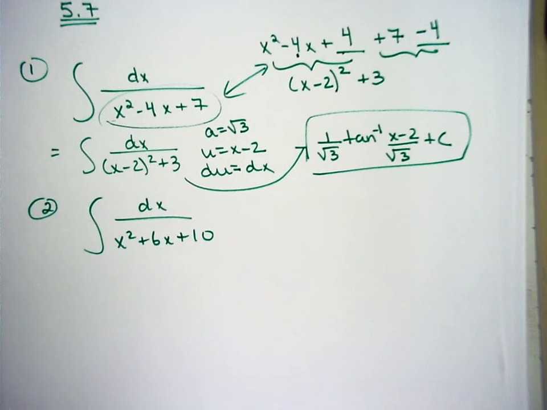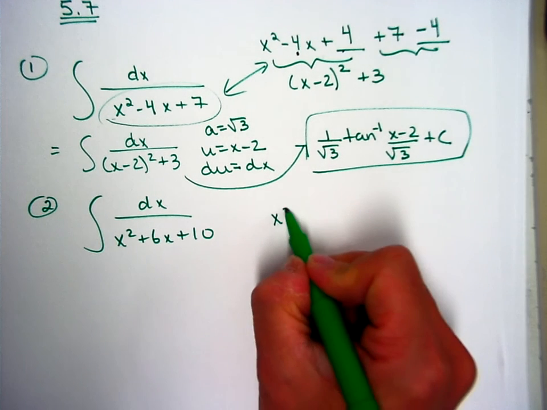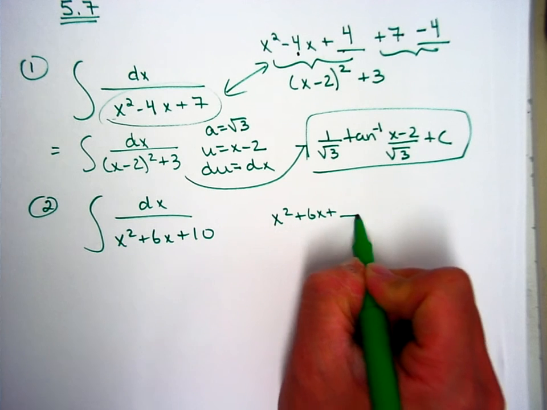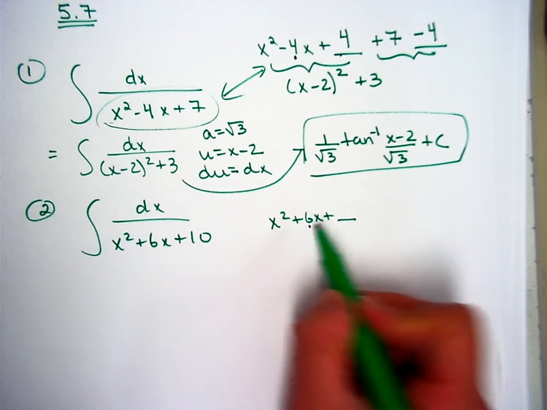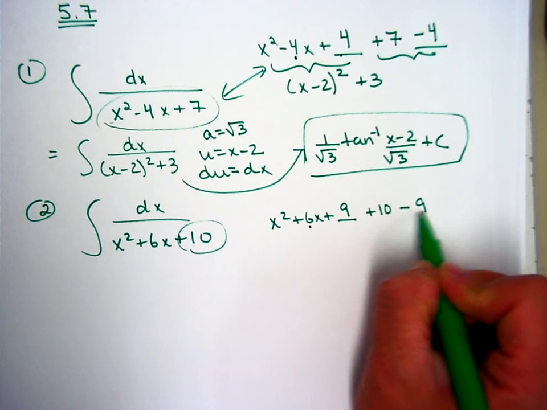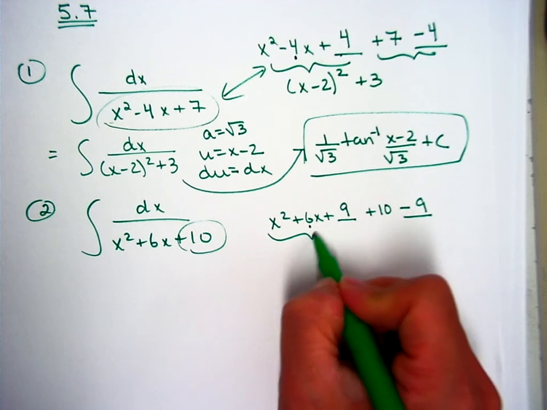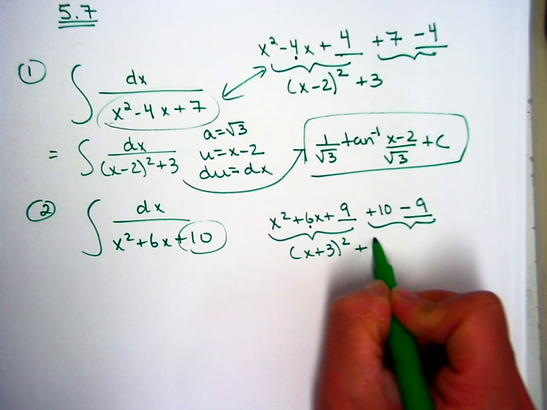Okay, number 2, same idea. We're going to have to rewrite this somehow. I'm going to go ahead and complete the square. So I'm always adding something. So half of 6 is 3. 3 squared is 9. This plus 10 is still there, but I need to subtract 9 to balance it. So this factors to x plus 3 squared. This gives me plus 1.